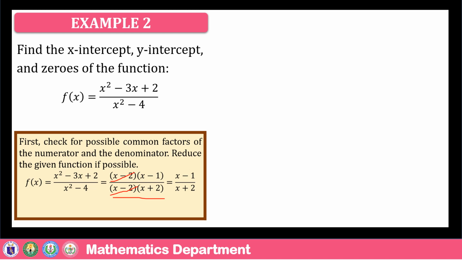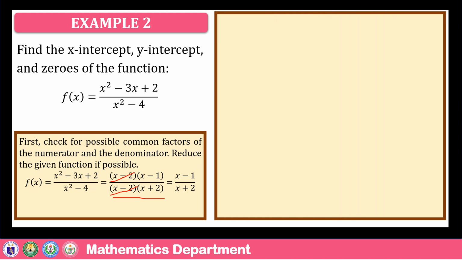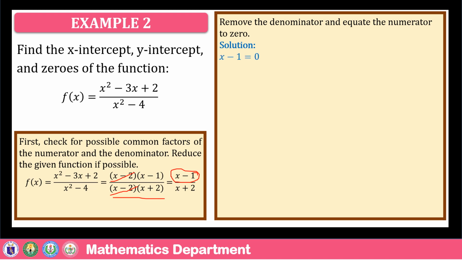Now, pagkatapos natin ma-reduce yung ating rational function, that is the time na kukuhanin na natin yung ating x and y intercept. So, para sa ating x-intercept, kagaya ng sinabi ko kanina, we have to remove the denominator and equate the numerator to 0. So in this case, yung x minus 1 na lang ang ating kokopyahin. Tapos i-equate natin yan sa 0. As a result, we have here x minus 1 is equal to 0, thus x is equal to 1. Therefore, the x-intercept is at (1, 0).